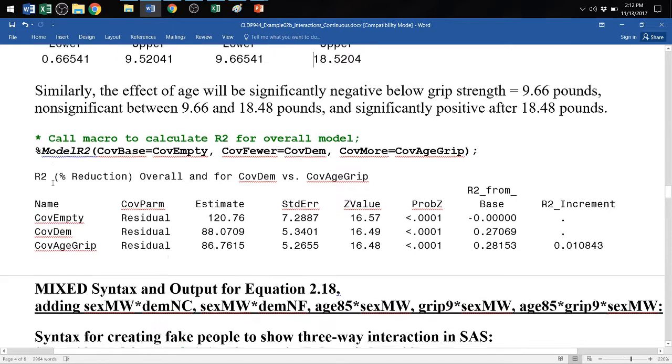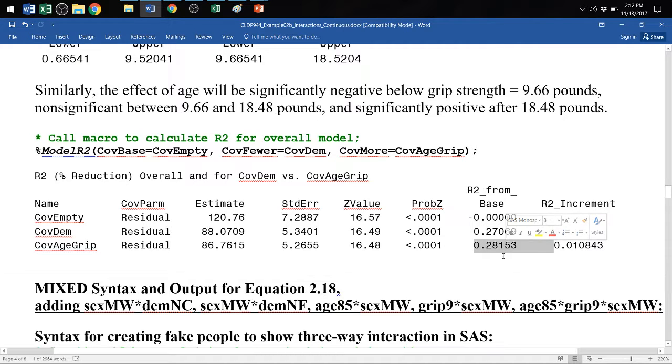Here's my model R square to calculate the R square for this model and the change in R square. So in example 2A, I had fit an empty model to get the total amount of variance in cognition to be predicted. I had then done a main effects only model, which is this COVE-DEM is what I had called it. That had captured 27% of the variance. My model with this interaction captured another 1% of the variance, creating a total of 28%.